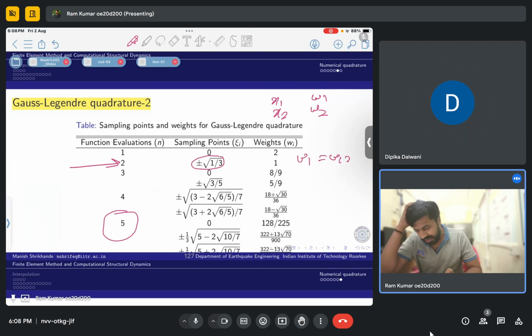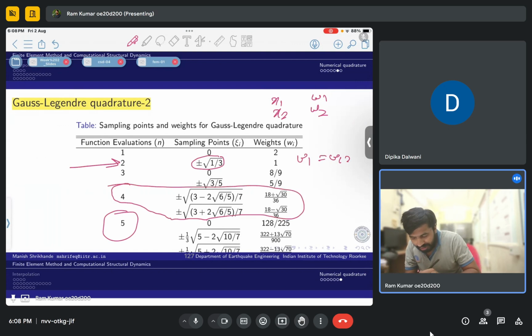For example, if I'm saying you have to use the 4-point Gauss-Legendre quadrature rule to solve an integration, what you will do is say x1 will be this much, then x2 will be minus that, and again W1 and W2 will be the same, and W2 and W3 will be the same. Similarly for 5-point, but normally we are going only up to the 3-point rule.